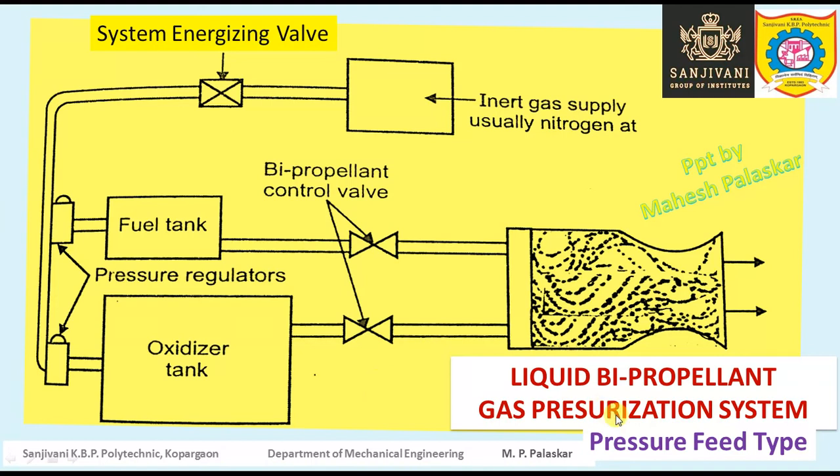So this is the construction and working of the pressure feed type liquid propellant system, and the pressurization is done with the help of the gas. Therefore it is called the gas pressurization system, and it is the liquid bipropellant system because here we are using two propellants. The propellant consists of fuel and the oxidizer. So the fuel tank is separate, oxidizer tank is separate, and in this way this pressure feed type liquid propellant system is working.